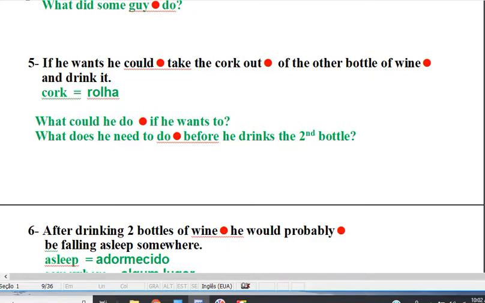And the other question, what does he need to do before he drinks the second bottle? What does he need to do before he drinks the second bottle? Now, if he wants, he could take the cork out of the other bottle of wine and drink it.